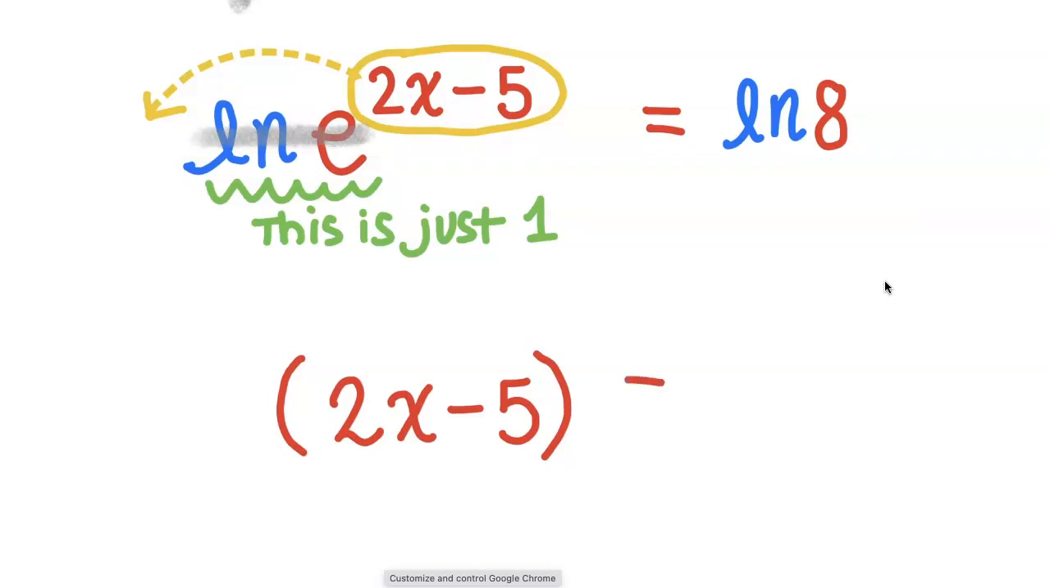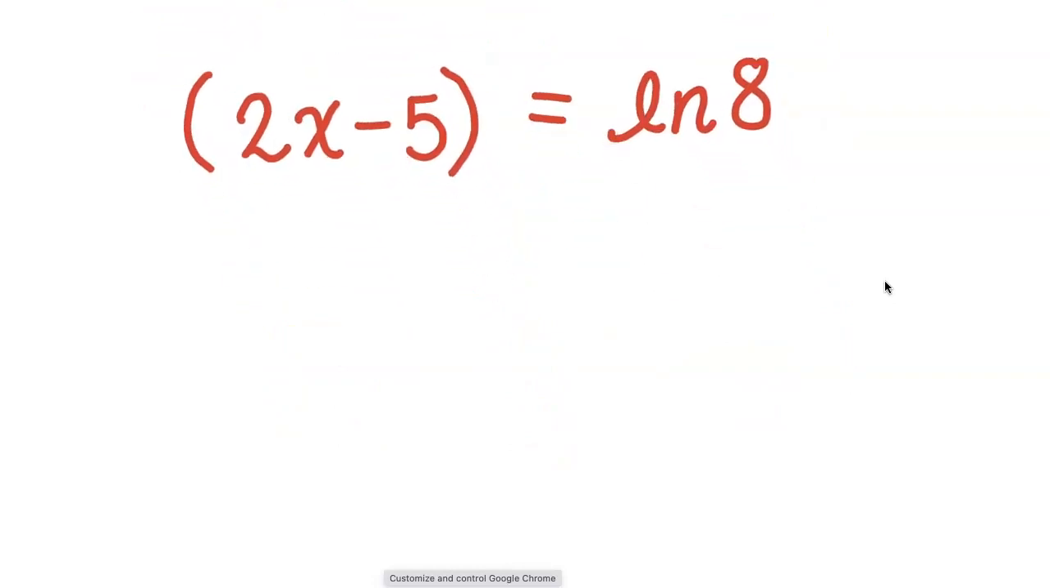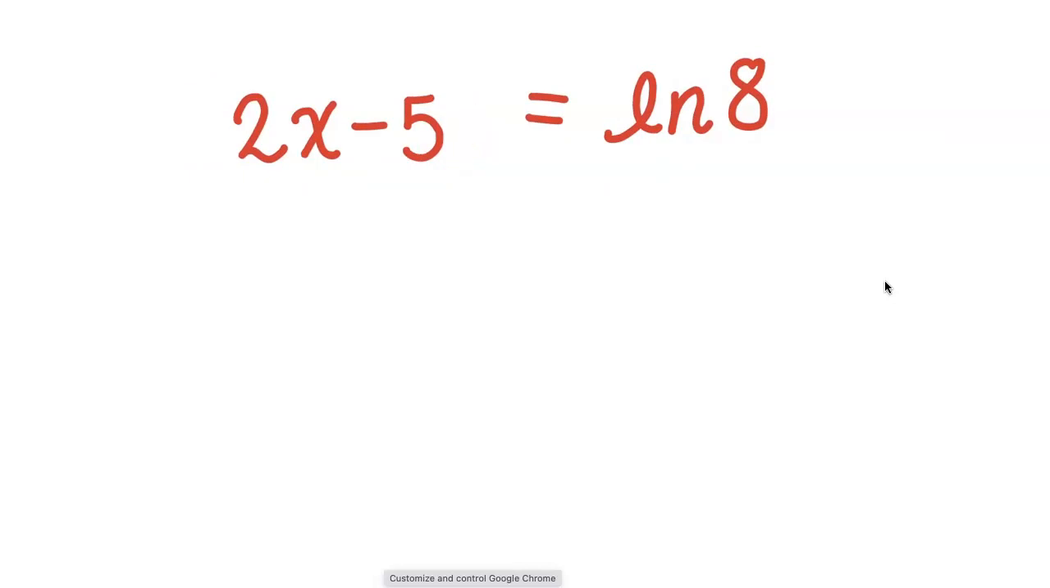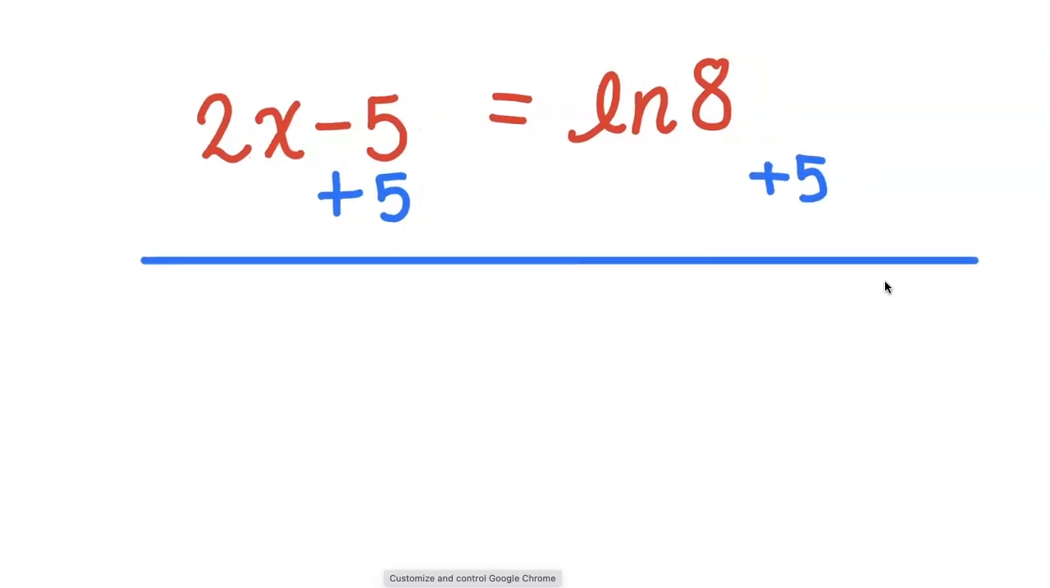We have equals natural log of 8. All right, now let's solve this for x. Now I'm realizing I really don't need this parenthesis anymore, so let me erase these two. So now we have 2x minus 5 equals natural log of 8. I'm going to add 5 to both sides, plus 5, plus 5. So we have 2x equals natural log of 8.